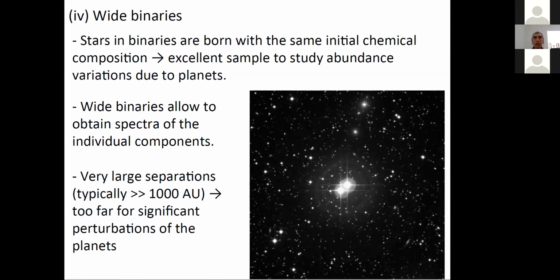Thank you. Now let's talk about wide binaries. Binaries are also important to see the signatures of planets, because both components in the binary system are supposed to be born with the same initial composition. And wide binaries in particular are important because the stars are separated enough so that we can get individual spectra without contamination for each component. And also because this separation is very large, the companion star will not have significant influence on the planet.